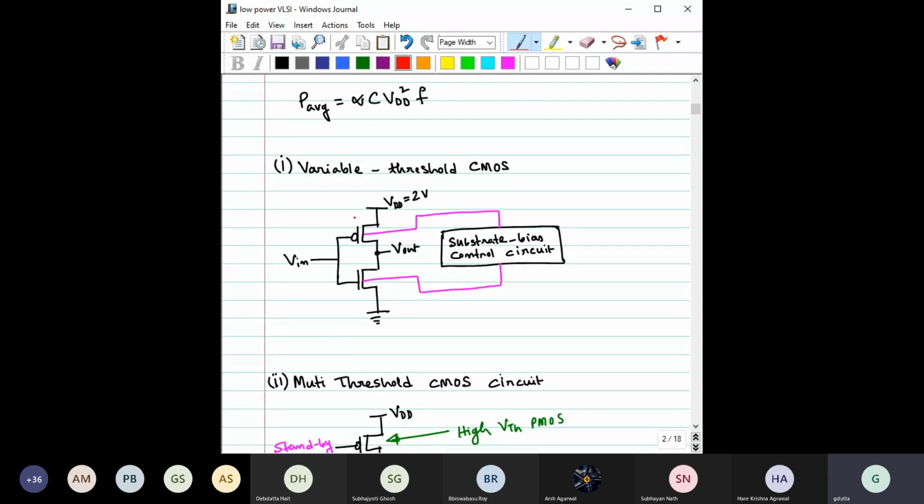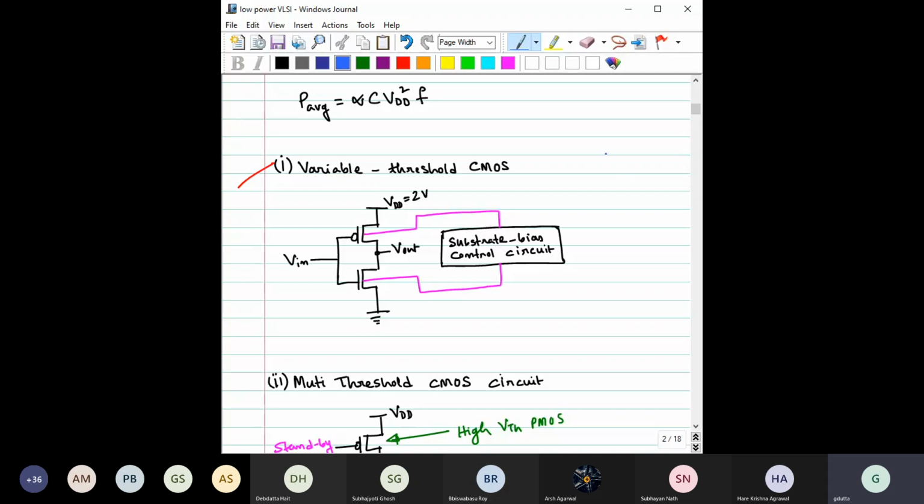Regarding that, we first discussed the variable threshold CMOS technique. Here, instead of using transistors with a fixed threshold voltage, we use transistors whose threshold voltages are variable. What do we mean by that, and how can you vary a threshold voltage? Once you fabricate a MOSFET, its threshold voltage is fixed. The threshold voltage depends on the oxide thickness, substrate doping, and phi ms, the metal to semiconductor work function difference. So once you fabricate the MOSFET, your VT is fixed.